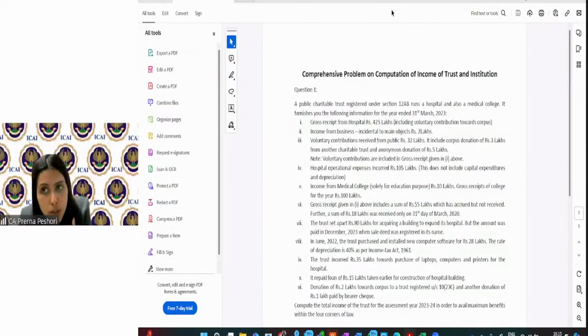Now, it is possible to take a view that the balance donation, which is 5% of total donation or rupees 1 lakh, would be eligible for the application of income. And therefore, you can take the benefit of exemption under section 11. Okay. So you can write it over here.